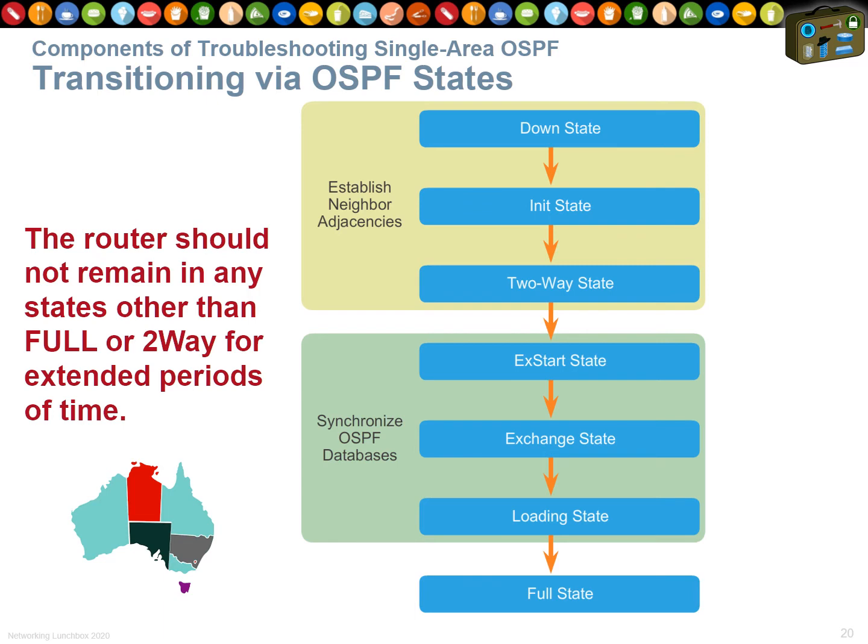Like I say, in the lab environment, it'll go from two-way to full in less than a second. It's very hard to see without debugs. But in a big production network, it may well be in exchange for quite a few seconds and in loading for quite a few seconds. So exchange is swapping the databases and loading is compiling the databases.